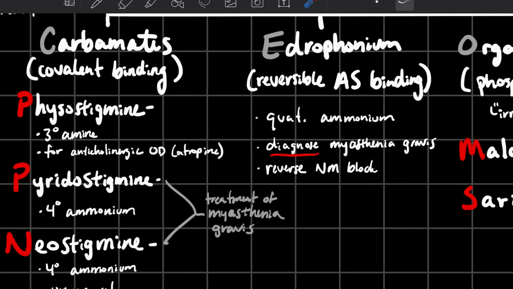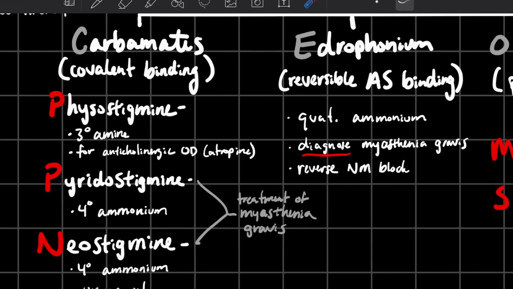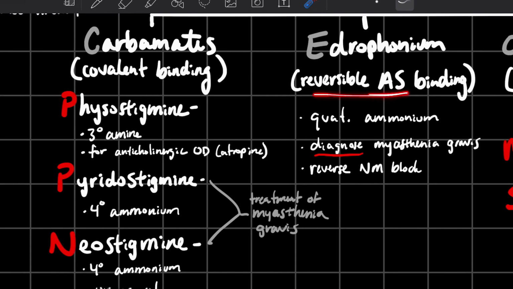Myasthenia gravis is a condition where you have your muscles drooping, for example. And with edrophonium, since it's reversible, it's only going to act for a short amount of time, but that patient will regain function of basically everything. So this is a prototypical example of diagnosing myasthenia gravis, and then these two are going to be helping treat that.